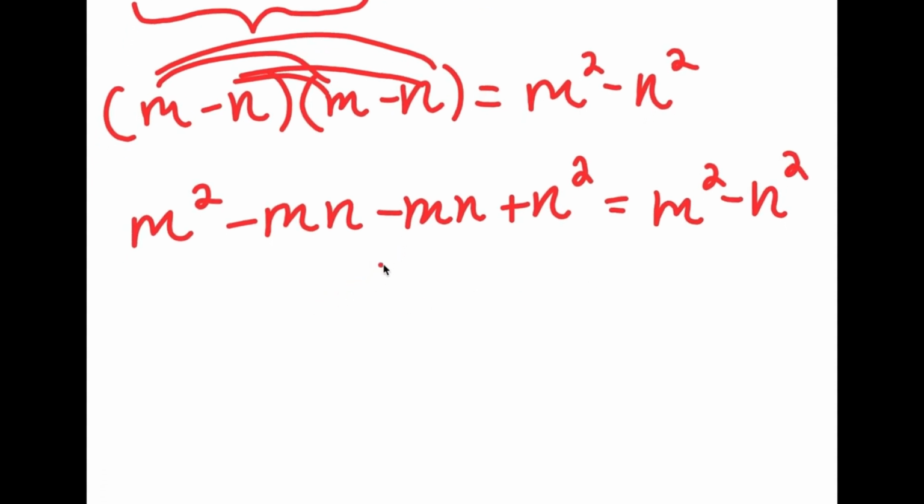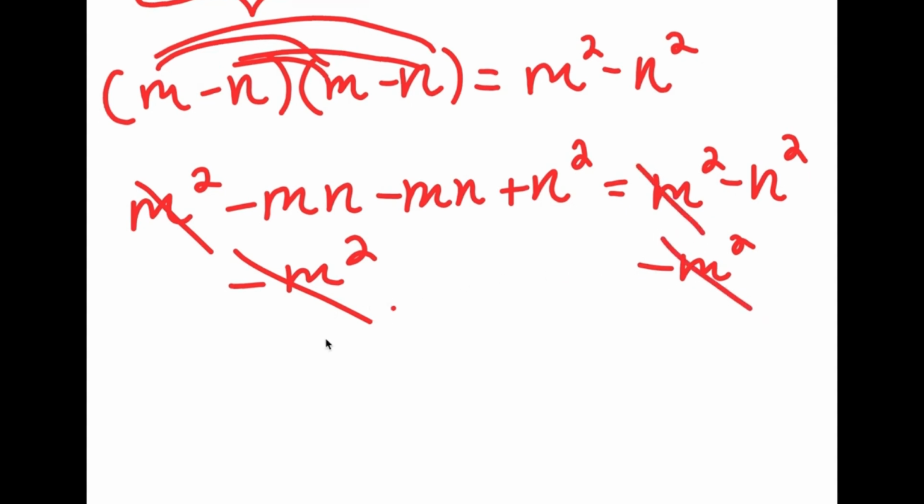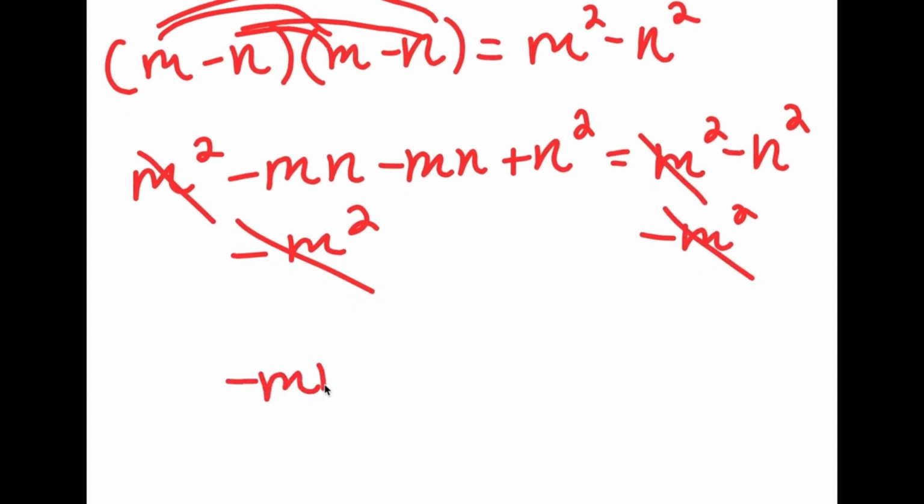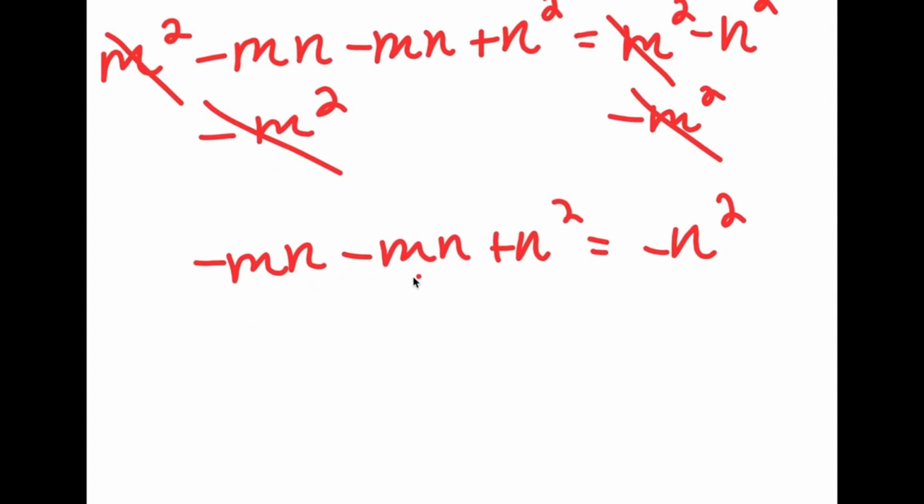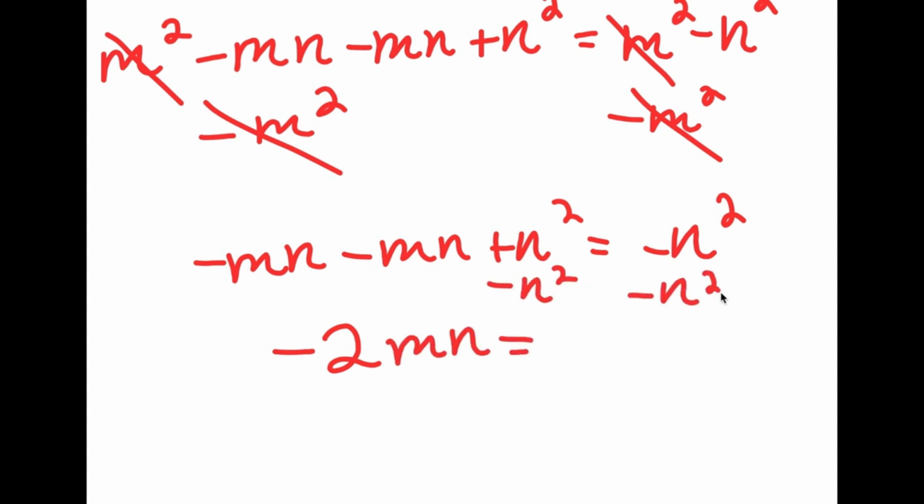Now, I can do a few things here. I can first start by subtracting m squared on both sides, so this way these two m squares cancel out. And now I'll be left with negative mn minus mn plus n squared is equal to negative n squared. Now negative mn minus mn is equal to negative 2mn. And then if I subtract n squared on both sides, these two cancel out and I get negative 2n squared.